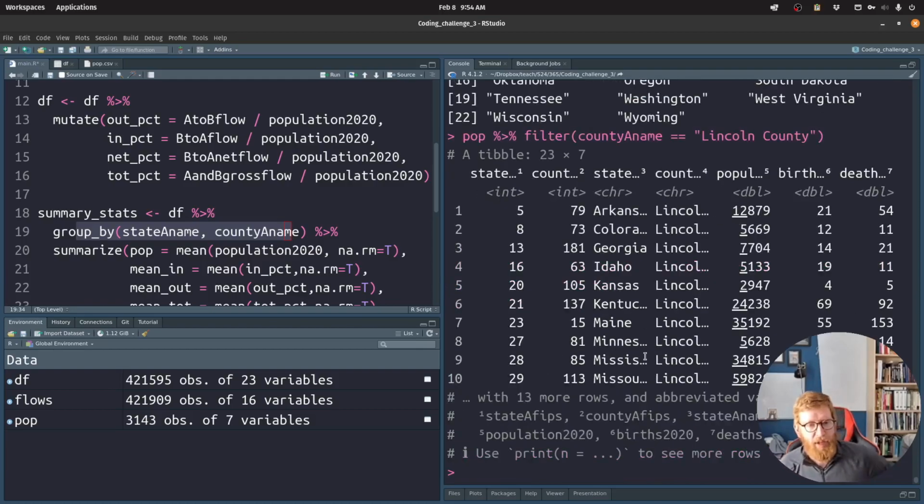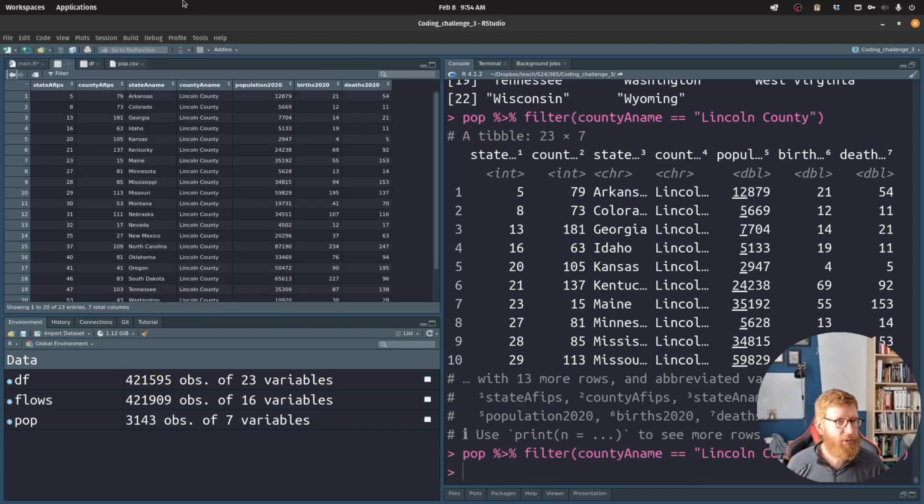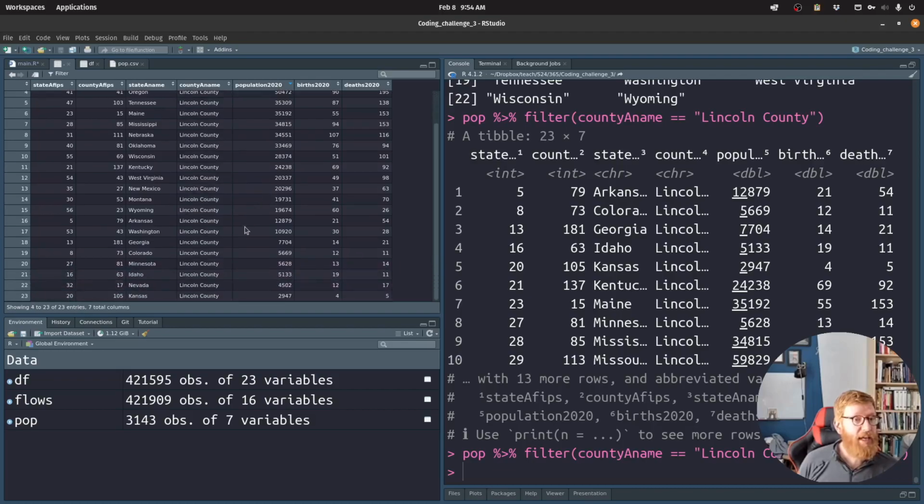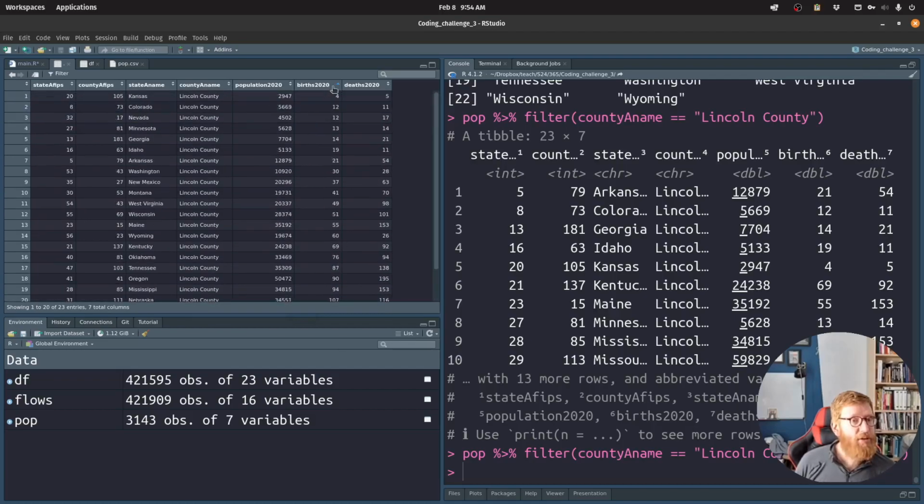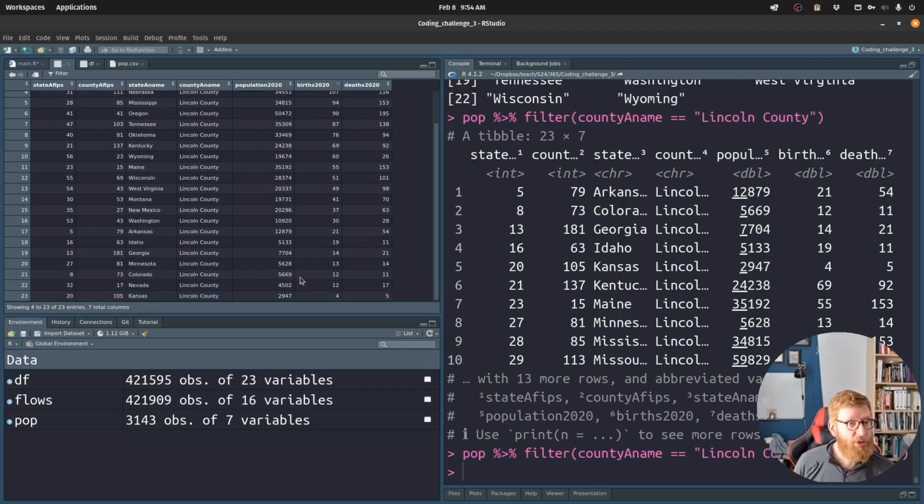There we go. And let's go ahead and view that because, hey, I'm curious. We're here. Let's take a look. So across these, we'll sort by population. We've got North Carolina, a Lincoln County with 87,000, and in Kansas, a Lincoln County with 2,900. Births and deaths range from 4 to 234, again, between those two counties.